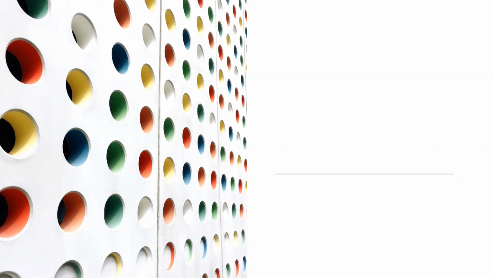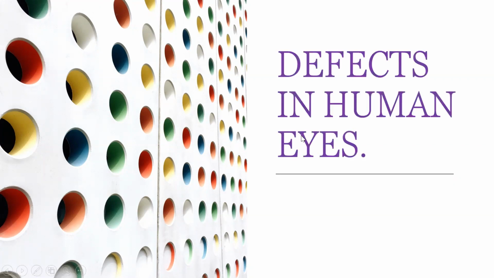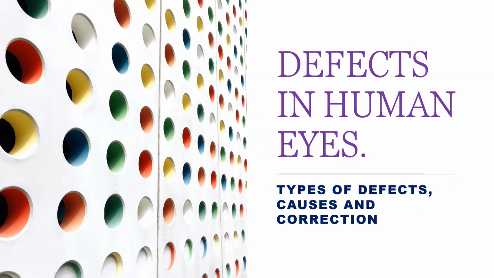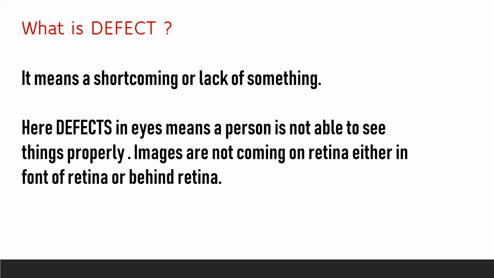This is a very important topic of the chapter human eye, or the chapter lenses. This is in all SSC, ICSE and CBSE boards, right? So our topic today is defects in the human eye: what the causes are, how many types there are, and what the corrections for those are.